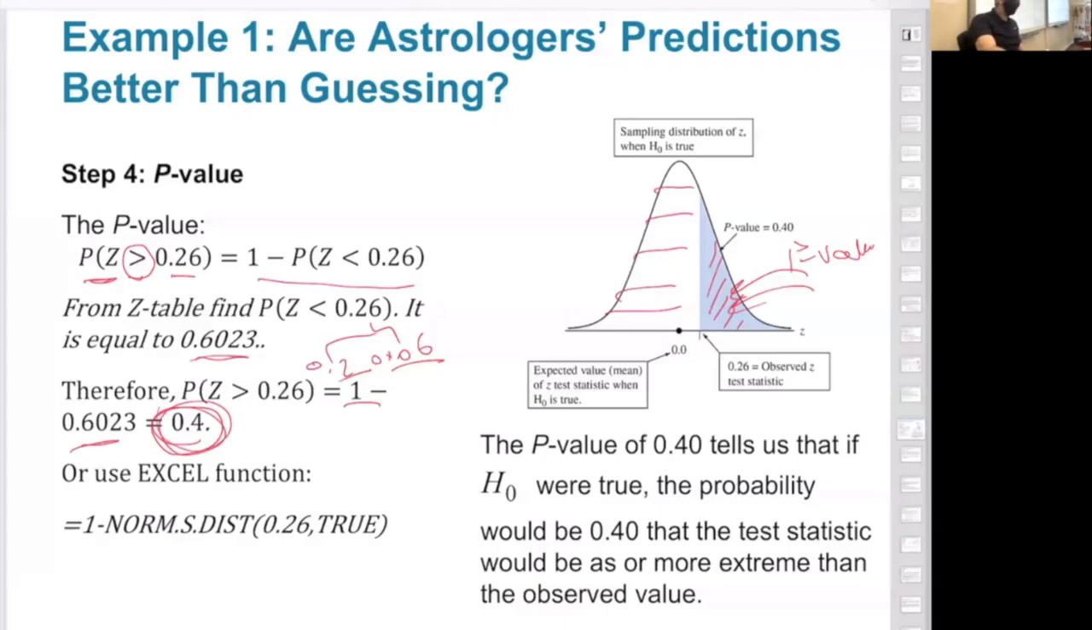But if you use Excel, and I also prefer that, to use technology, because the result will be more accurate than the table. So you can use the Excel function, 1 minus NORM.S.DIST, put here the test statistic value and TRUE, because it's the cumulative probability. You will find that the answer is 0.4 something, of course, but you can round it to 0.4. So the p-value is 0.4 now.